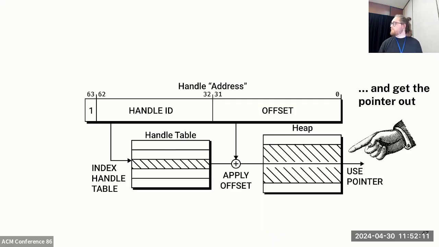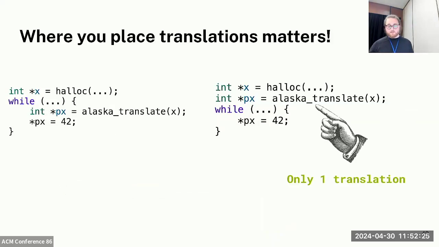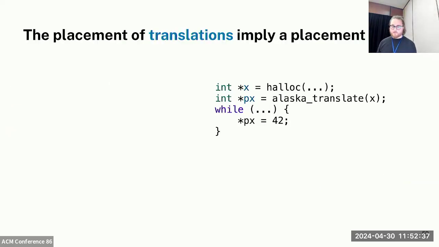All of this is a bunch of extra instructions potentially, and in our system, it's about 5-6 instructions. And so where you place these translations matters quite a bit. If you were to place the translation inside of this loop, you're going to get some N translations, and you're going to be paying that translation cost all the time. And if you hoist it outside of the loop, you only get the one translation, but, like I said before, while the translation is active, you can't move that object. And so the placement of these translations also implies a placement of these pins.